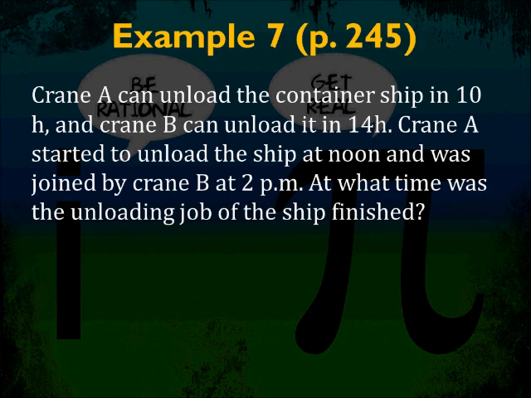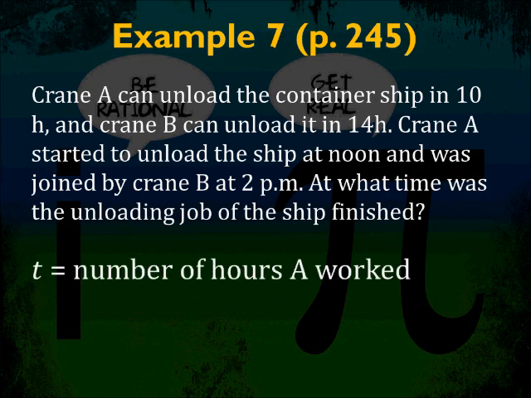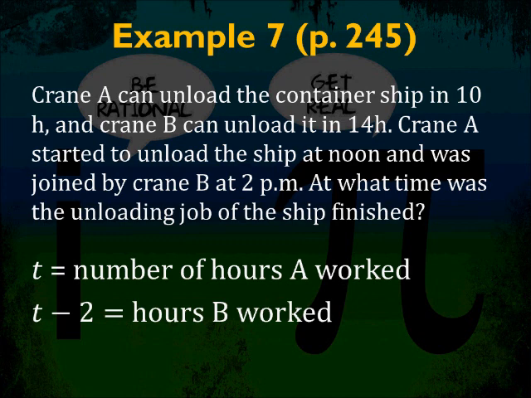Now, if I wanted to set a variable to the number of hours A worked, remember that's what we're solving for, let's call that T for time. If A worked for T hours, how many hours did B work? Since B started 2 hours later, it worked for T minus 2 hours. So now we have how long each crane worked. Now the next part is a chart that the book doesn't use, but I think it might actually be helpful.